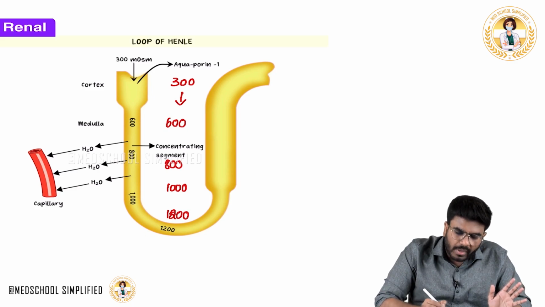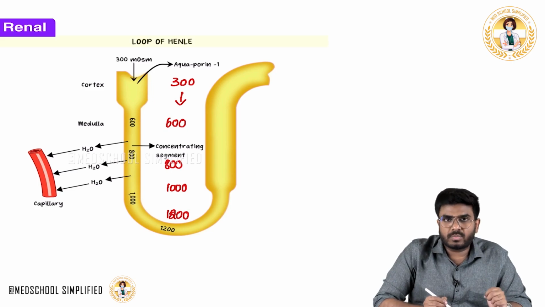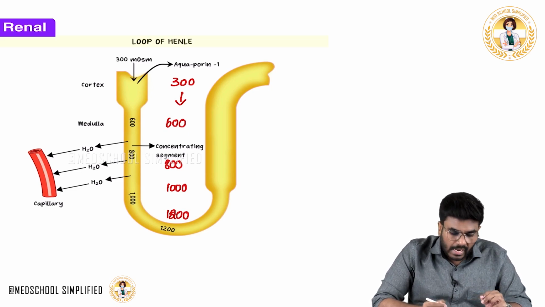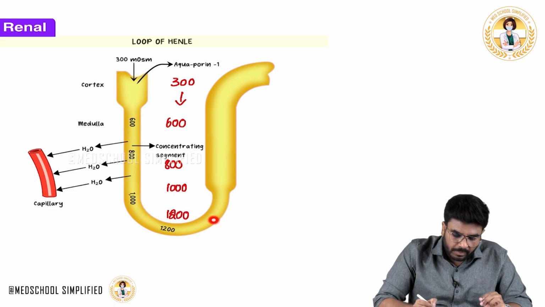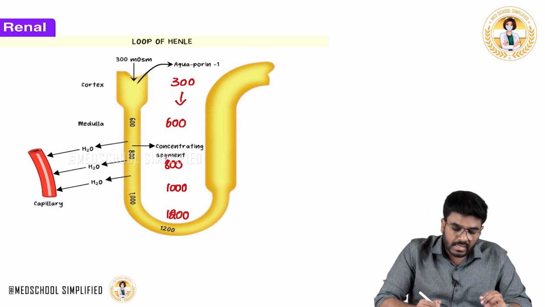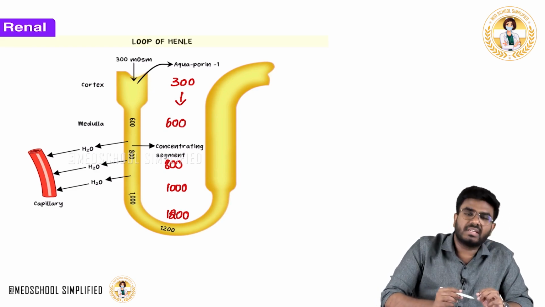Now, at the tip of the papilla, two important MCQs. In the medulla, what is the concentration? Hyperosmolarity is there. How much? 1200 milliosmoles. Deep inside the medulla, the medullary concentration is 1200 milliosmoles. And in the tip of the loop of Henle, what is the urinary concentration? Yes, 1200 milliosmoles. Now, this urine is going to come into the ascending limb of loop of Henle, first the thin ascending limb and later the thick ascending limb.